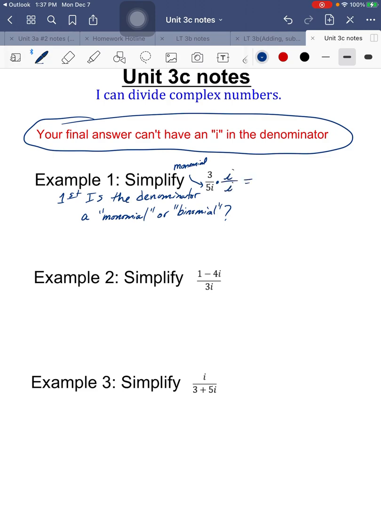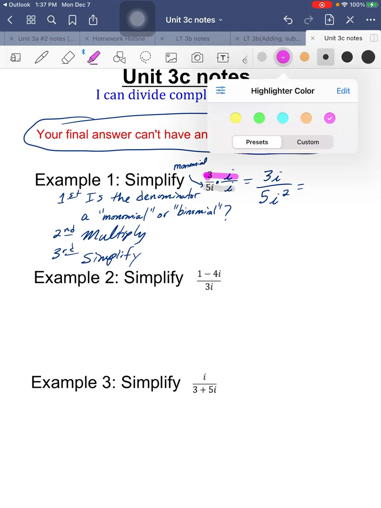And when you do that, we're looking at the numerator. 3 times i, that's 3i. Look at our denominator, 5i times i. i times i is i squared, so that's 5i squared. After you multiply, that's the second step. Third, simplify. So you're looking for, are there any like terms? Are there any i squareds? And in this case, there actually is an i squared.